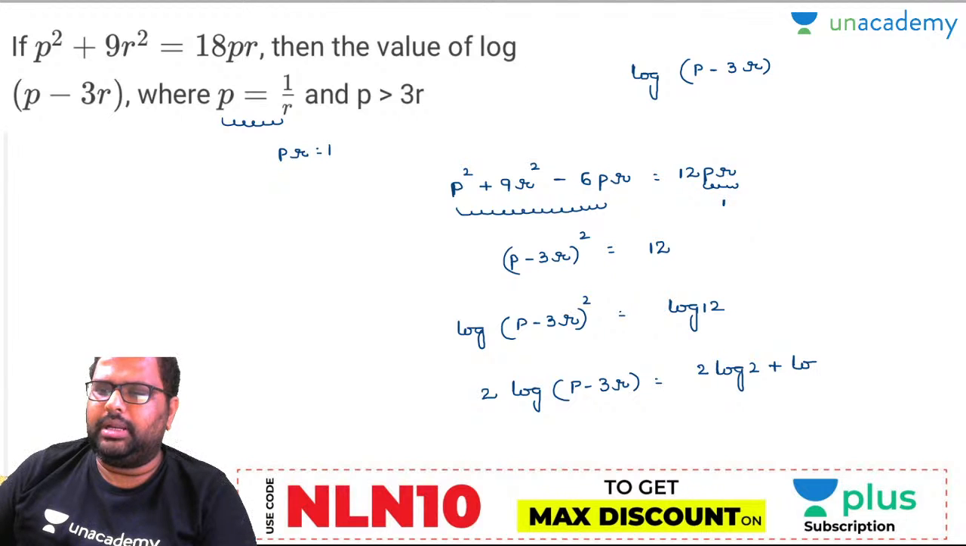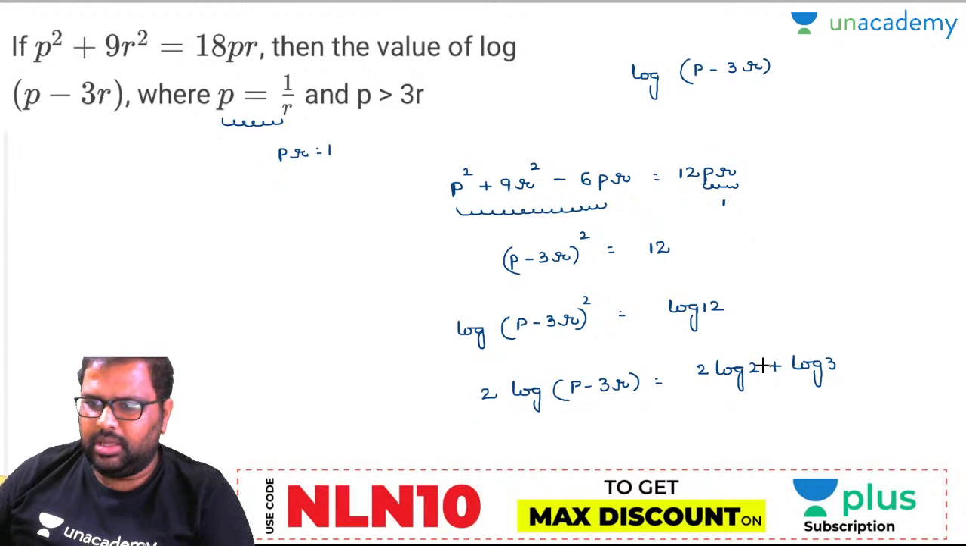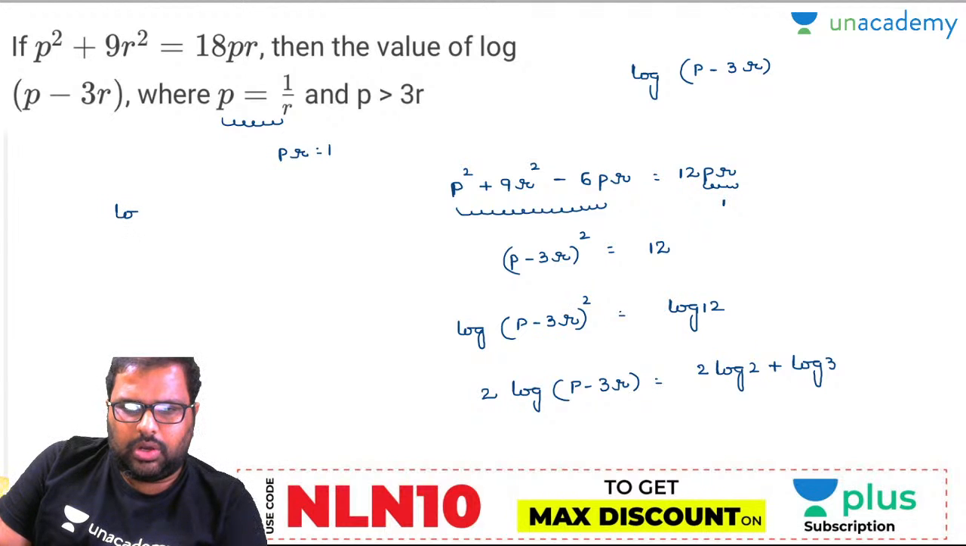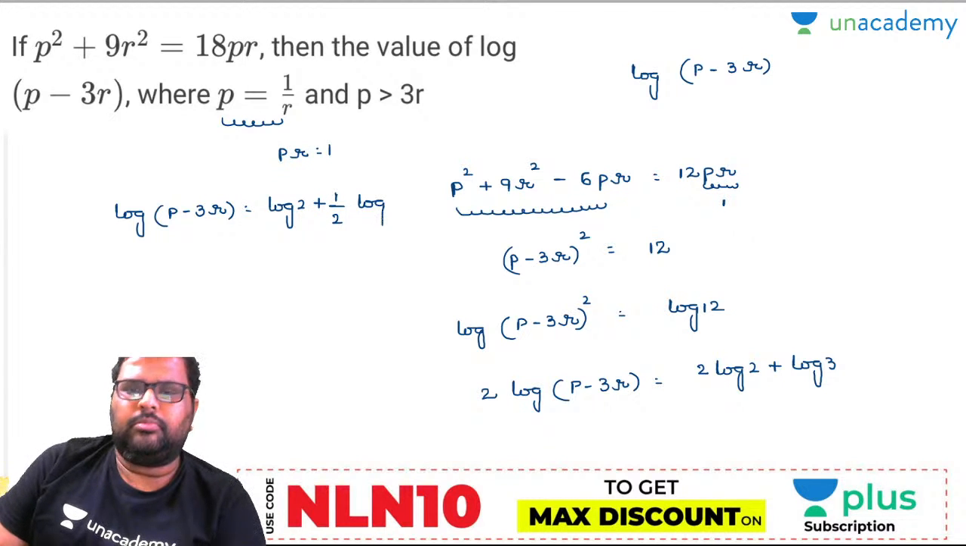Log 12 can be written as log 4 into 3. Log 4 into 3 is in the format of m into n, so log m plus log n, that is log 4 plus log 3. Log 4 can be written as 2 log 2. At last, finally, my answer is log p minus 3r is equal to log 2, because 2 comes on the right hand side, plus half into log 3. This is my answer. Done.